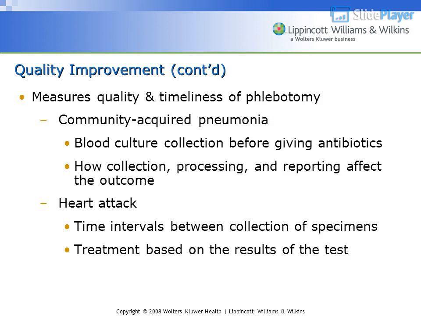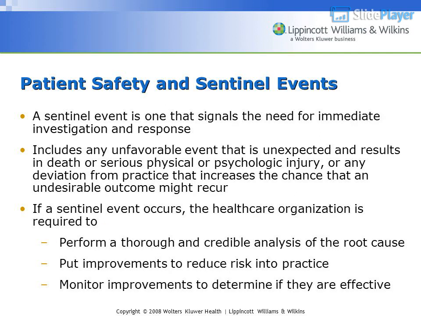Quality improvement, continued. Measures quality and timeliness of phlebotomy. Community-acquired pneumonia: blood culture collection before giving antibiotics, and how collection, processing, and reporting affect the outcome. Heart attack: time intervals between collection of specimens, and treatment based on the results of the test. Patient safety and Sentinel events. A Sentinel event is one that signals the need for immediate investigation and response.